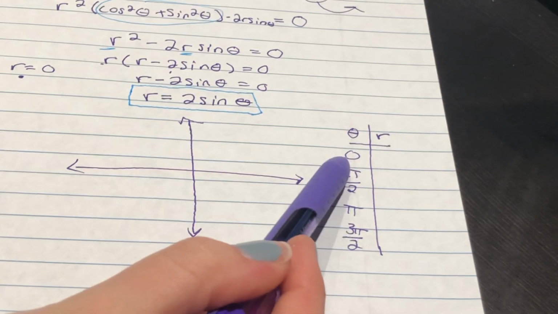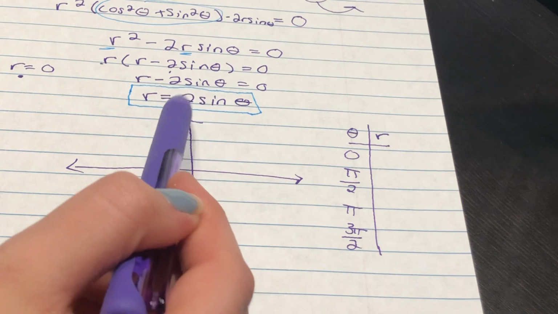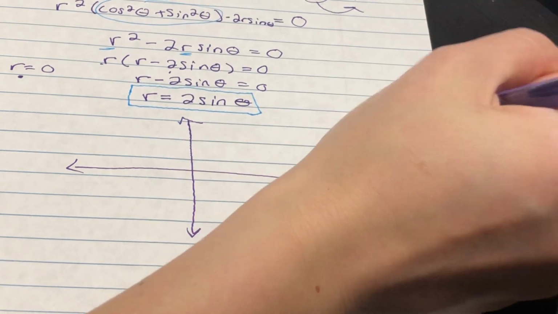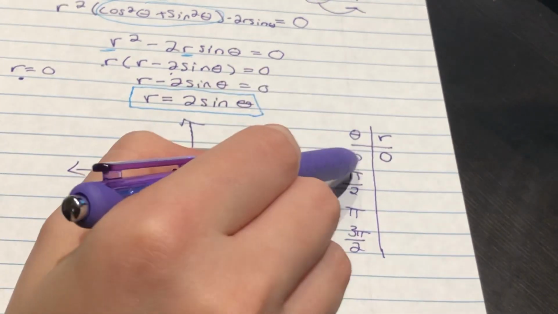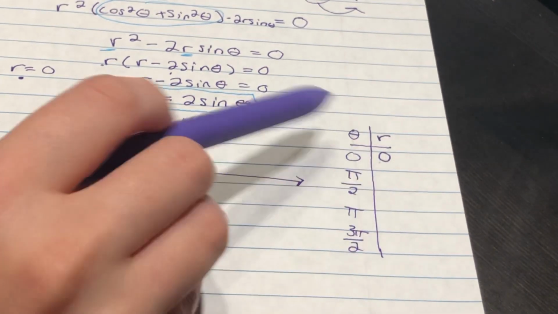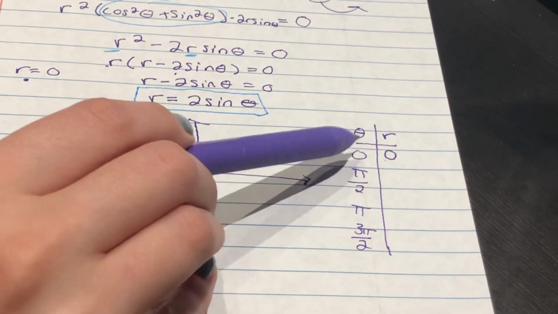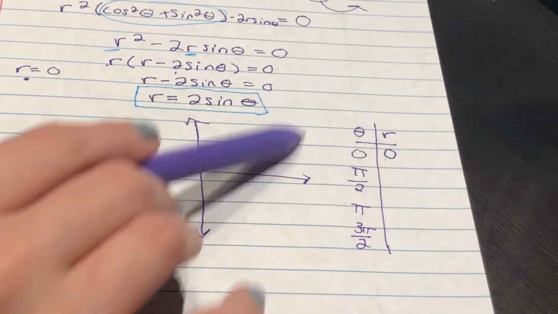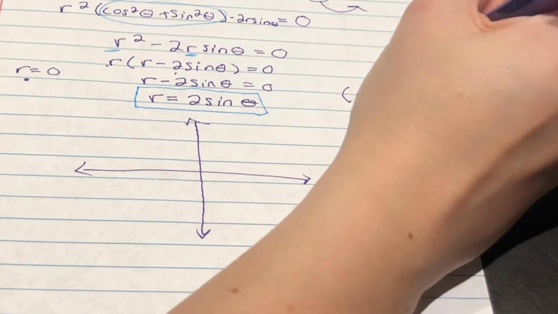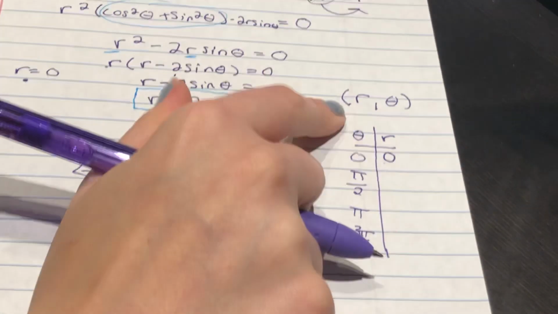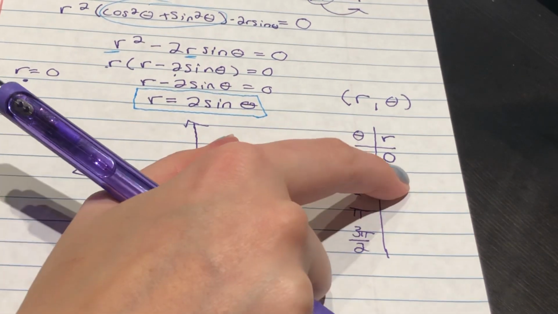So if I plug in a 0, the sine of 0 is 0. 0 times 2 is 0. So my first point, I get 0, 0. And remember, this is not x and y coordinates. This is polar coordinates. This is theta and r. This is not the point 0, 0. We're talking about polar coordinates now. Remember, a polar coordinate is always in the form r, theta. That's what we're talking about. So it's not the point 0, 0. It's the polar coordinate 0, 0.